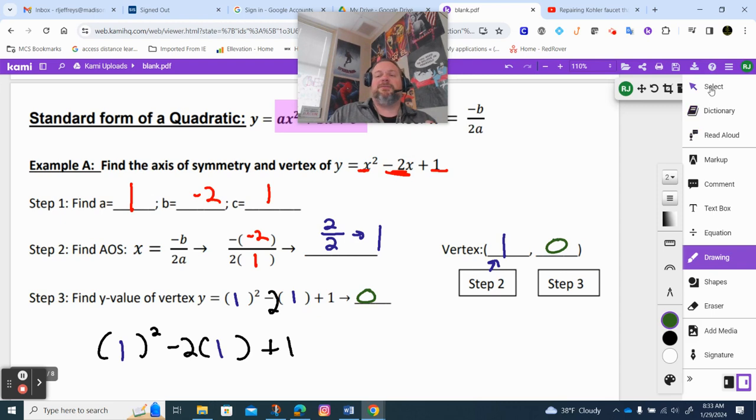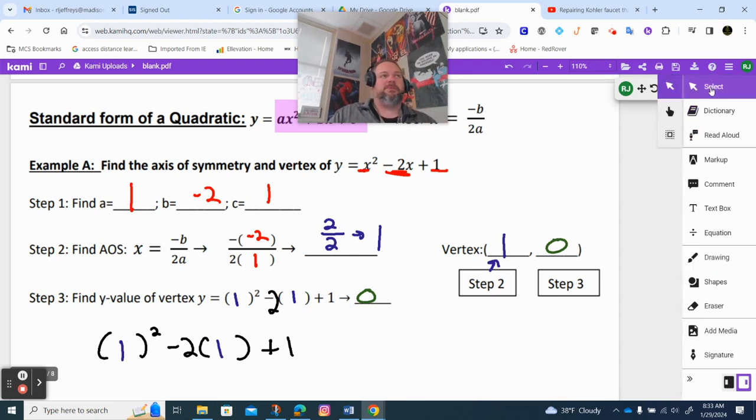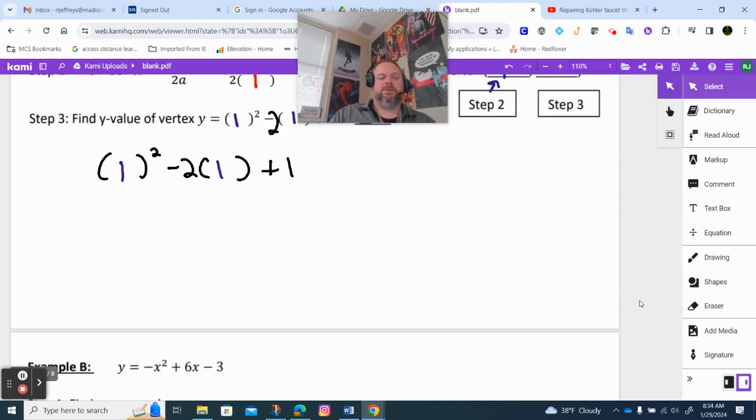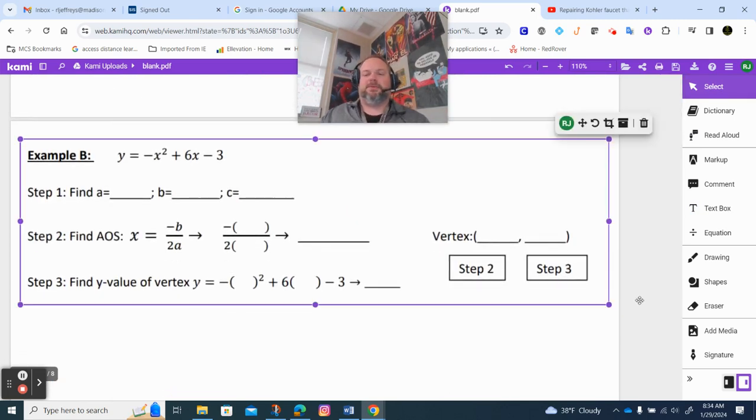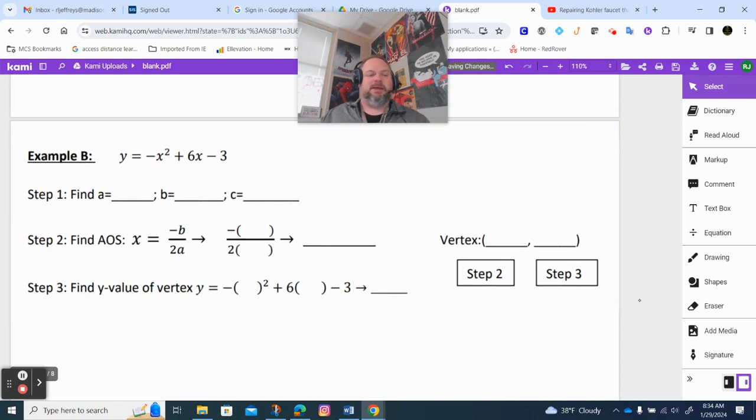Now, do we know everything we need to know by the first example? No. Okay, so that's why we should have some more. Aha! Now we have another example. Example B.